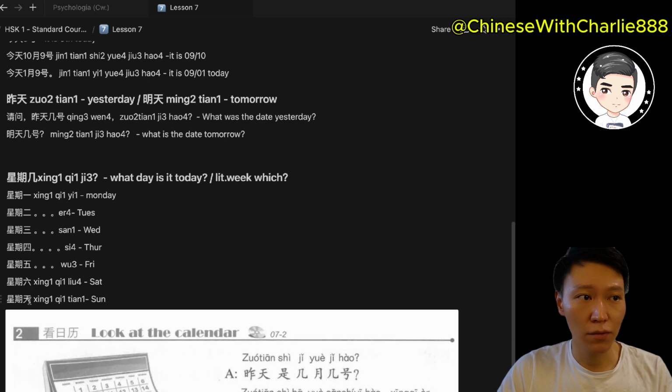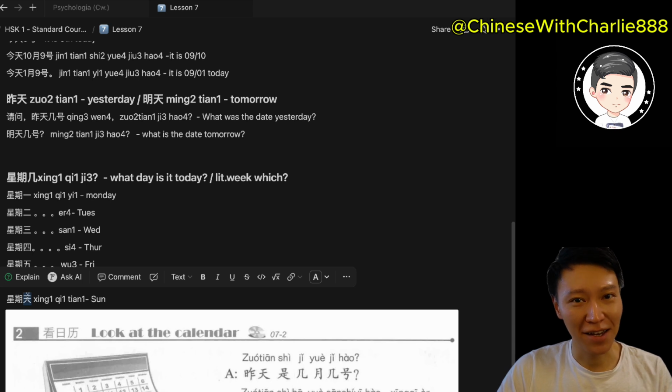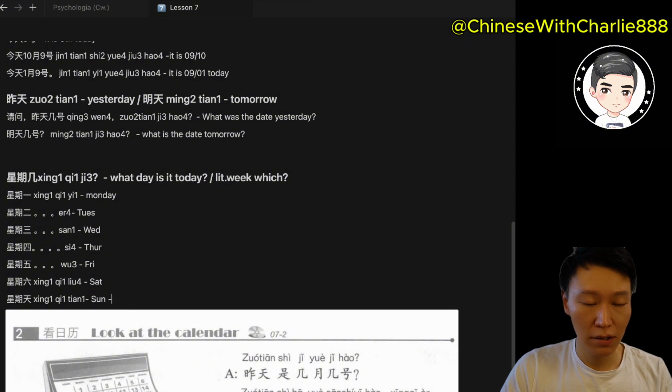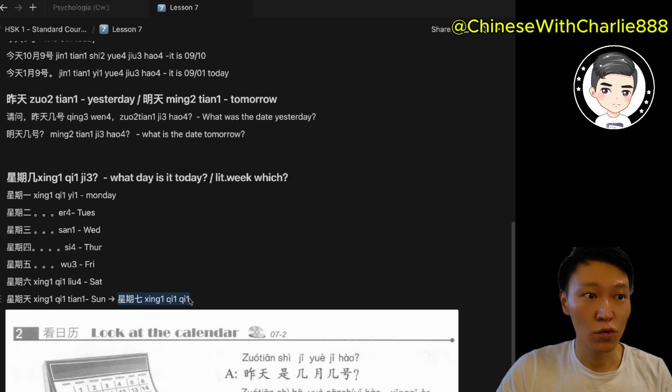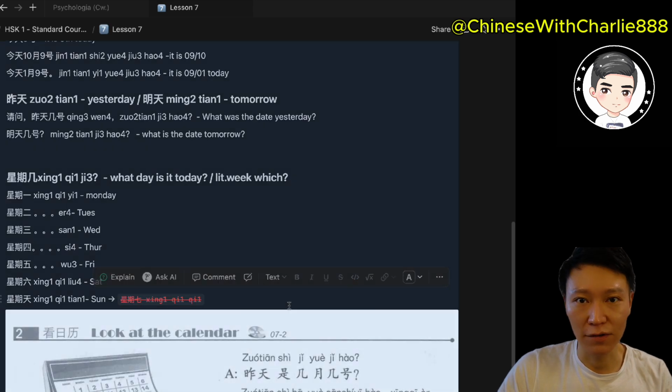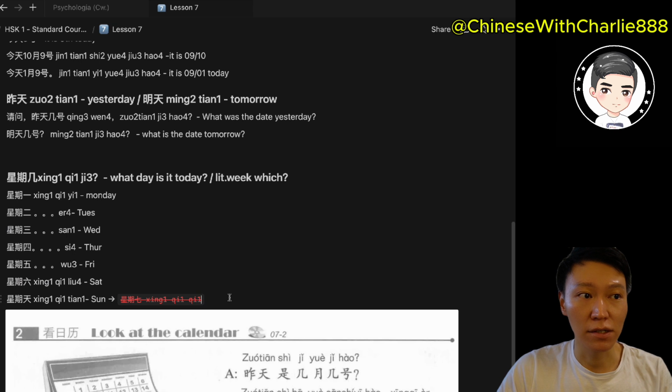But for Sunday, we have a special character for it, that is 天. 天 means day, so weekday. So that's an exception. You have to remember that Sunday is not 星期七. Okay, so I will just note here. 星期七 is wrong. We don't have 星期七. We only have 星期天.